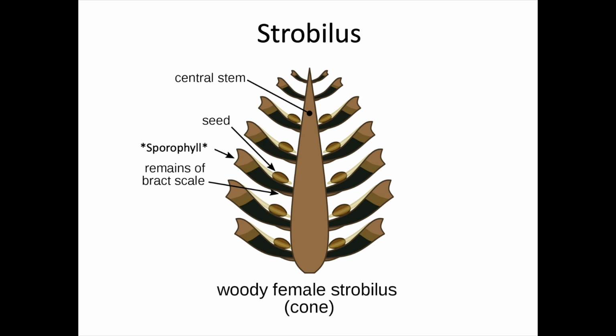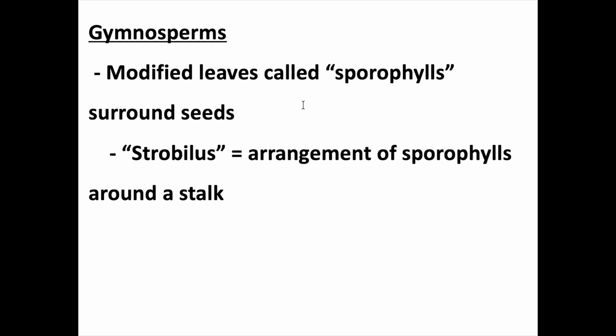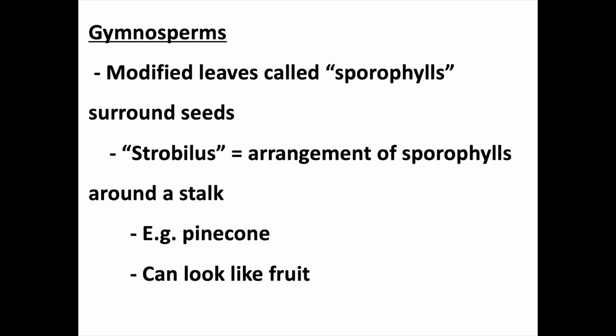If we want to look at one that's a little better labeled, this is a female cone, a female strobilus. It's got a bunch of these sporophylls, and each one is protecting a seed. So, modified leaves called sporophylls surround the seeds. A bunch of sporophylls together is called a strobilus. A pine cone is an example of this.